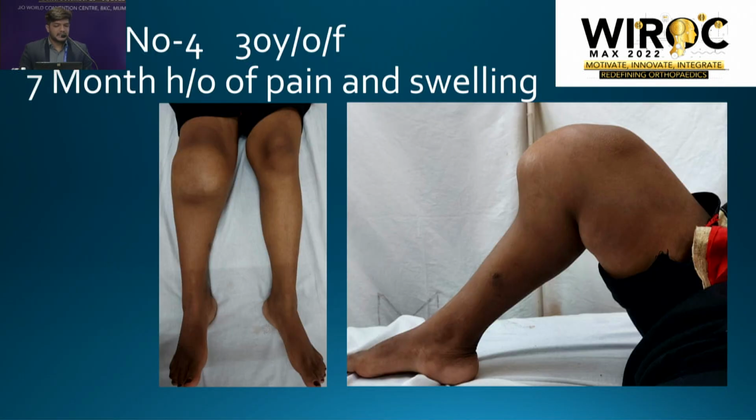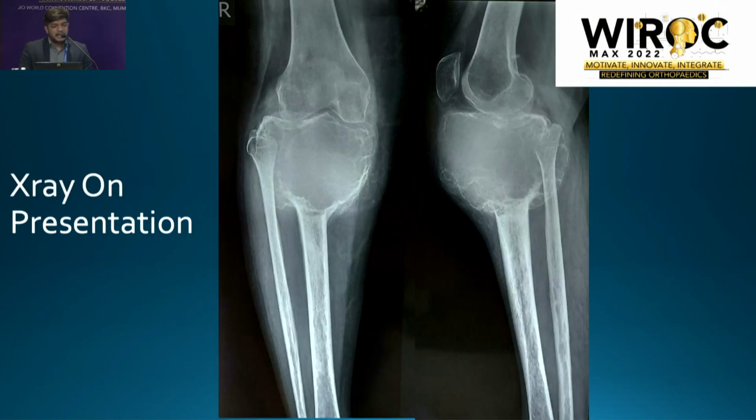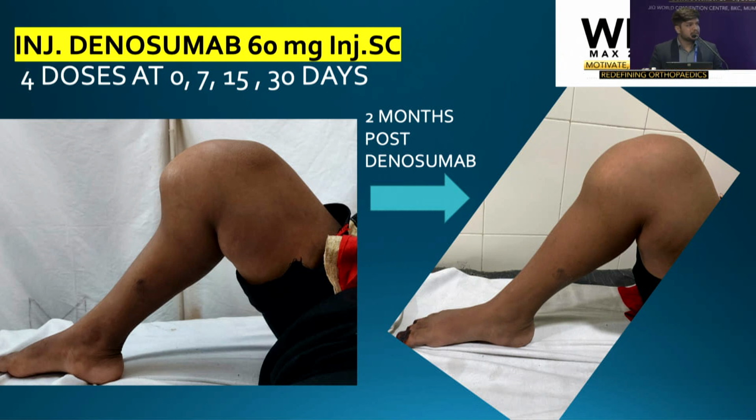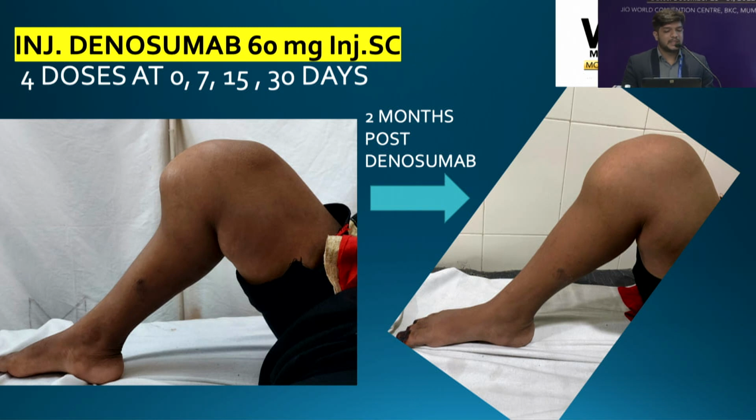This is an interesting case. This is a 30-year-old female who presented to us with a 7-month history of pain and swelling of the right knee, and this is the clinical X-ray of the same, showing an eccentric expansile lesion of the right proximal tibia region. However, we had done a biopsy for this patient which came out to be positive for giant cell tumor, and we had given subcutaneous injections of 60 milligram denosumab.